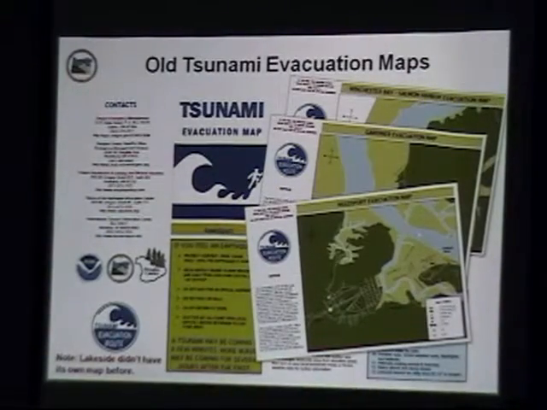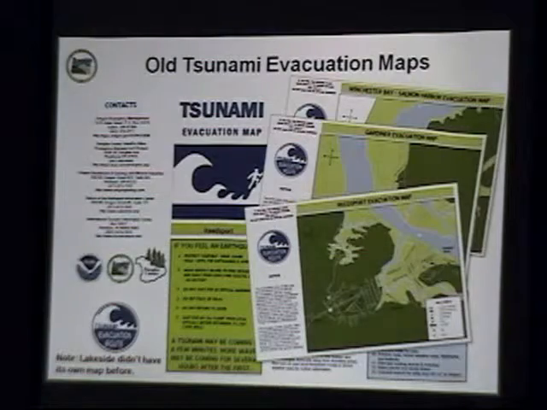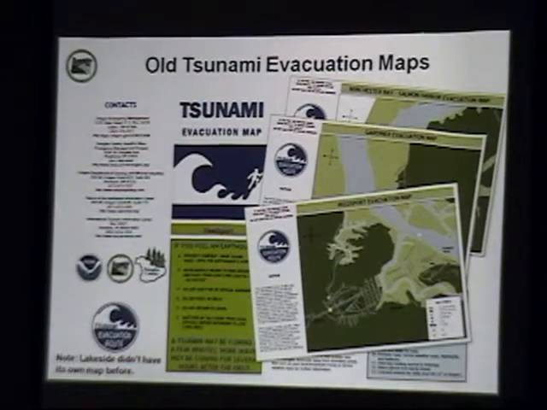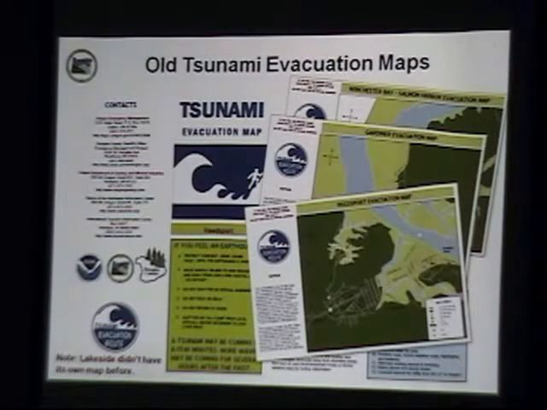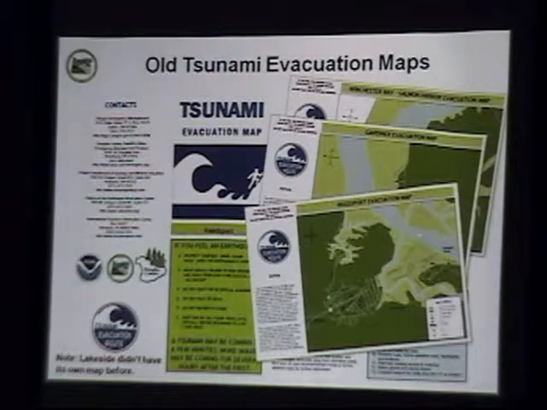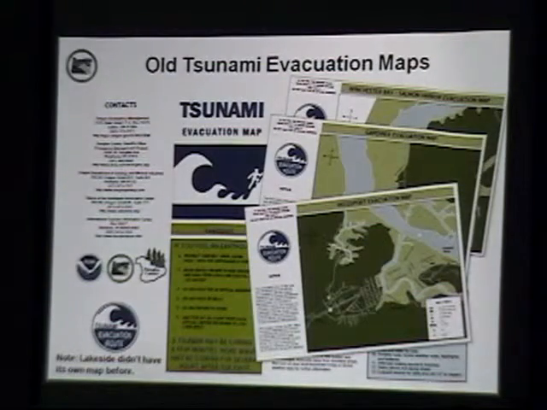So, this is what some of our older evacuation maps look like. These are a few examples from down in Douglas County. What you can see about these is that there's really just the one zone in yellow, which incorporates both the distant and the local tsunami. And then high ground, of course, is shown in green.